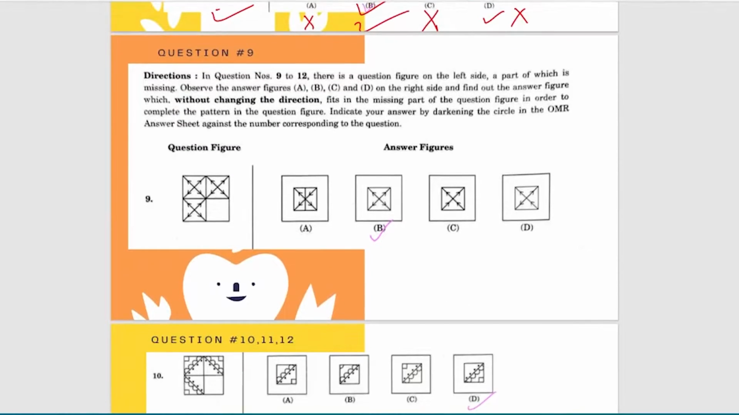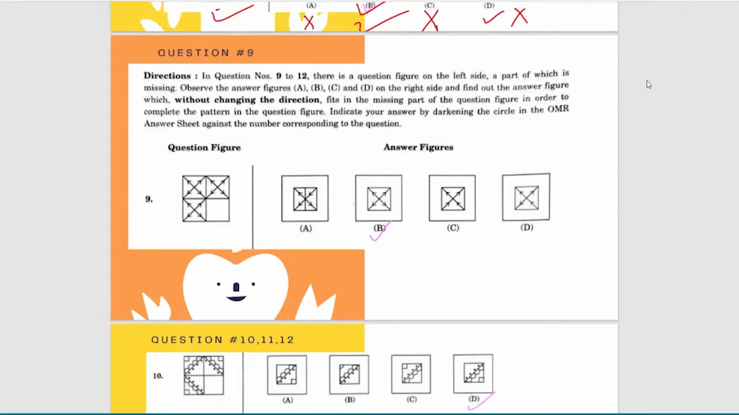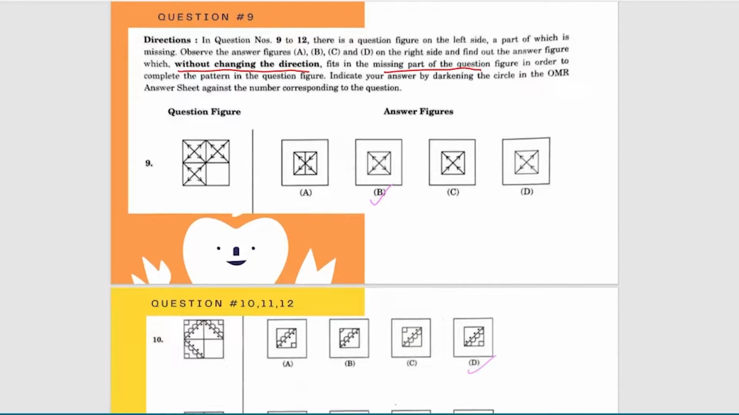Now let's look at question number 9. Let's read the directions. In question numbers 9 to 12, there is a question figure on the left side, a part of which is missing. Observe the answer figures A, B, C and D on the right side and find out the answer figure which, without changing the direction, fits in the missing part of the question figure in order to complete the pattern in the question figure. Indicate your answer by darkening the circle in the OMR answer sheet against the number corresponding to the question. So let's look at the question figure and then the answer figures.